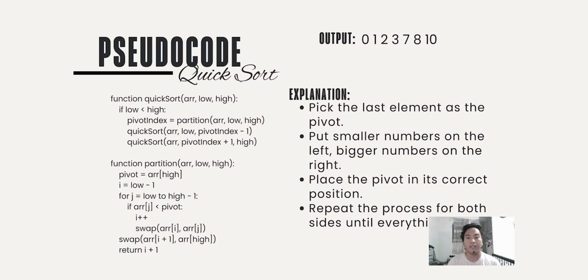Okay, so my name is Matthew Saiming Naval, and I will be explaining the pseudocode for quicksort. So first, we have the quicksort function.